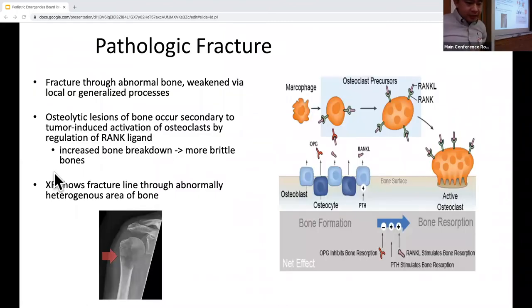And just a little bit of pathophys. The reason you have pathological fractures is because the bone in that area is weakened. Osteolytic lesions of the bone are activated by osteoclasts. So you have increased bone breakdown and more brittle bones in that area. And that's why you get the pathological fracture. You'll have some minor trauma, and then you'll get the fracture. You'll see a fracture line through the heterogeneous area of the bone. And you can see how here the cortex is a little bit disrupted. And due to minor trauma, you'll have a fracture through that line.